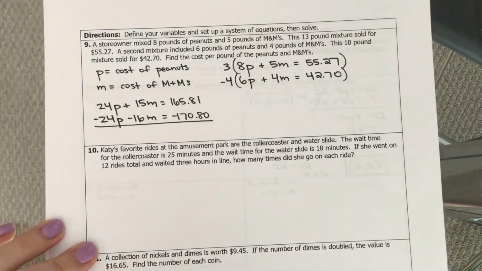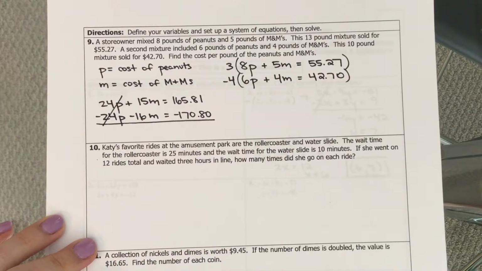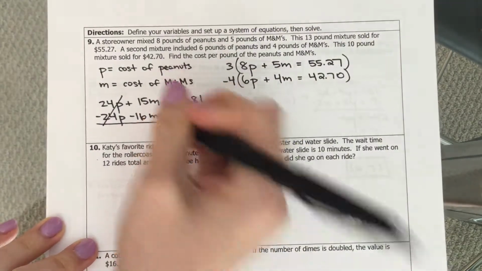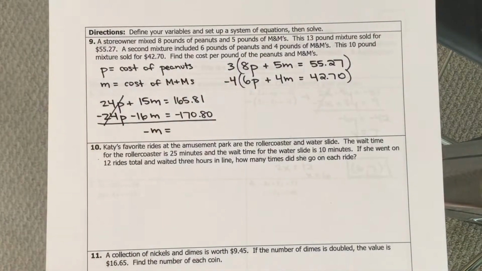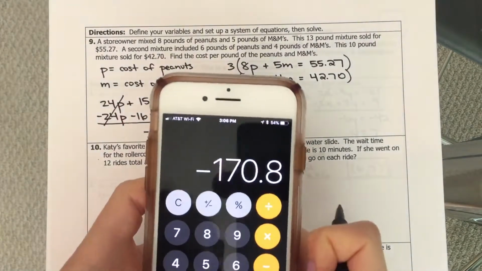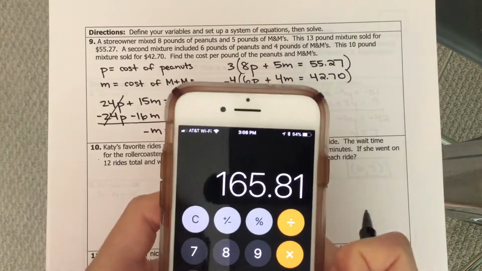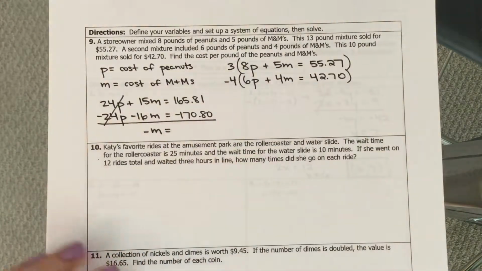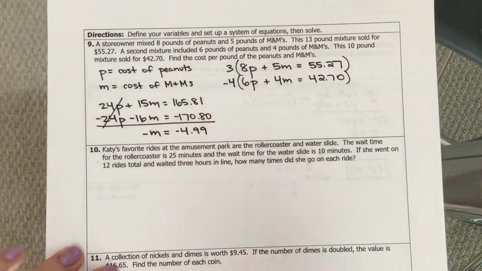Okay, so line them up. When I add all the terms together, combine everything up, the p's will end up canceling. Positive 15m, negative 16m ends up being a negative m, and let's combine these up. So I have the negative 170.80 already. Combine that with a positive 165.81. So that is negative 4.99. Okay, so we got that.